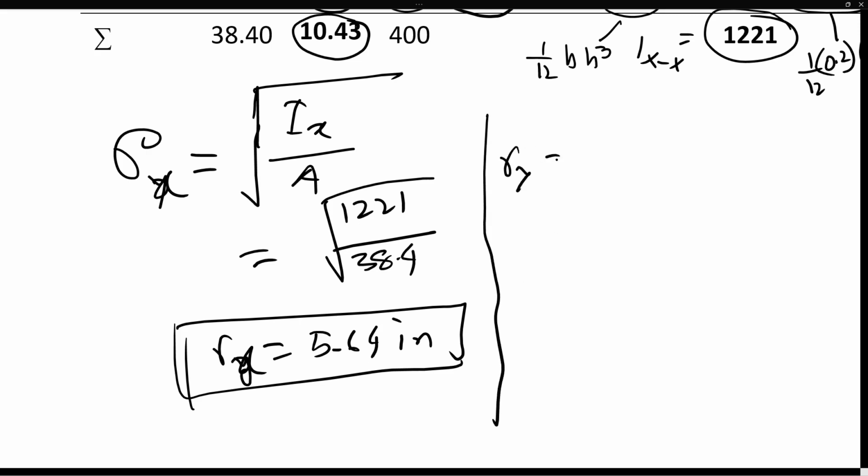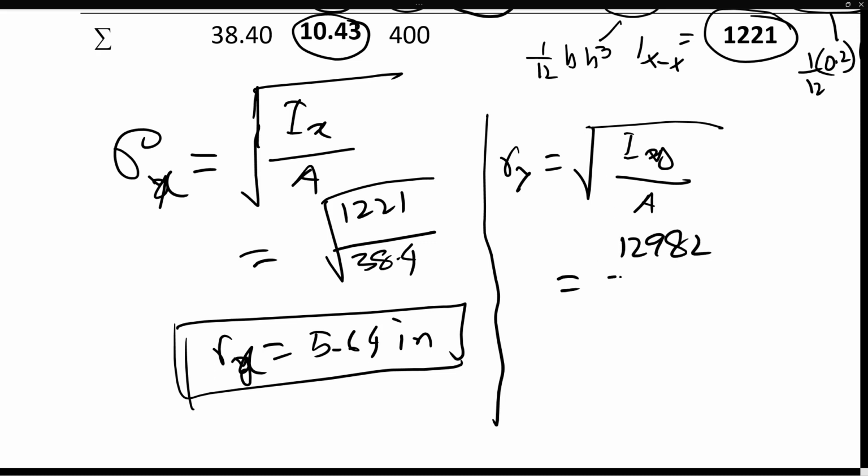And ry, similarly, the radius of gyration with respect to y, is simply the square root of Iy divided by A, and Iy we found 12,982 divided by the area, which is the same. Take the square root of that, and that's why I found 18.39.